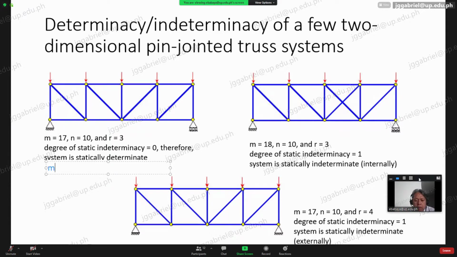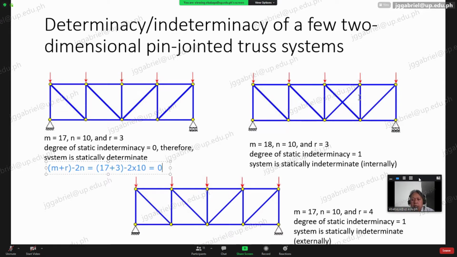So m plus r minus 2n. Okay, so that's equal to 17 plus 3 minus 2 times 10. So that's equal to 0. Okay? Any question? Nagets natin yan?